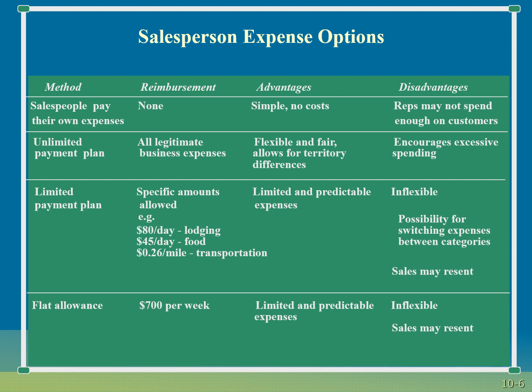Okay. And also some companies use the flat allowance, say, for example, $700 per week, everything included. That's all the company will pay you for all your expenses. The upside is a limited and predictable expense to the company, but the downside is it's inflexible, and the sales force may not like it. Okay, so those are the different salesperson expense options for companies.